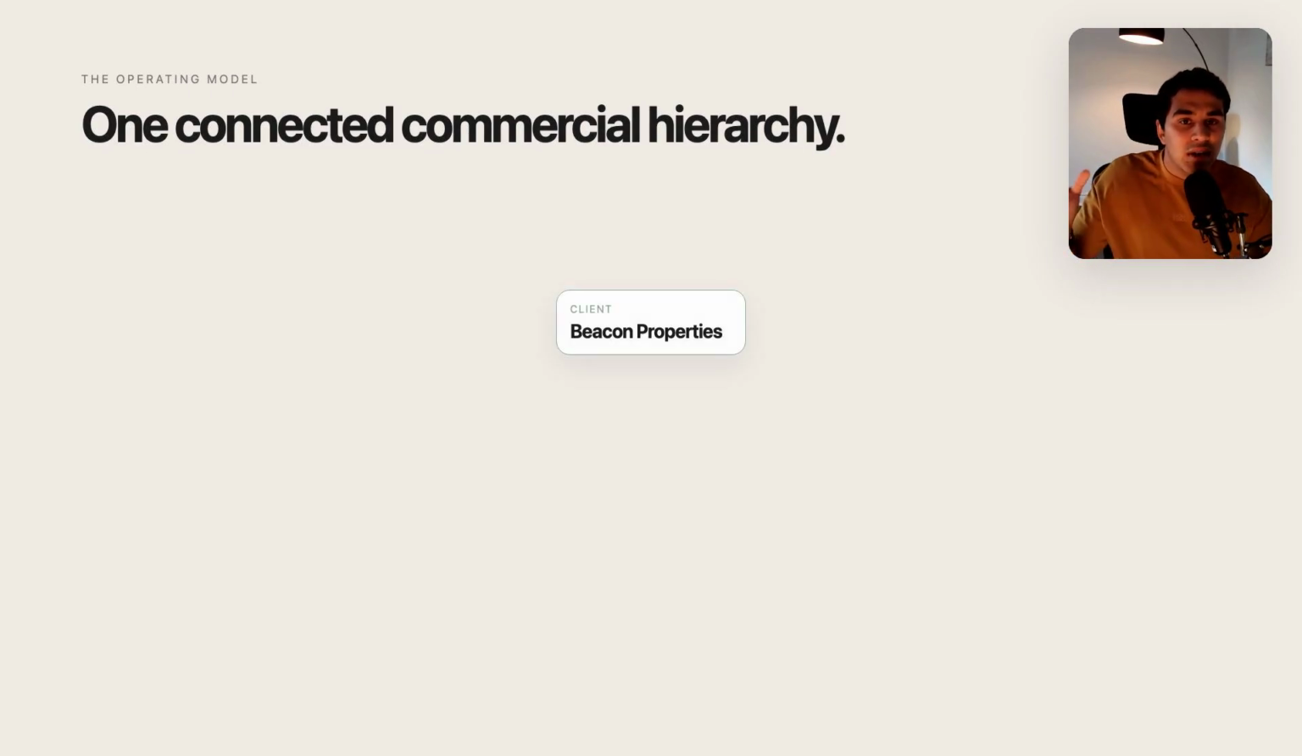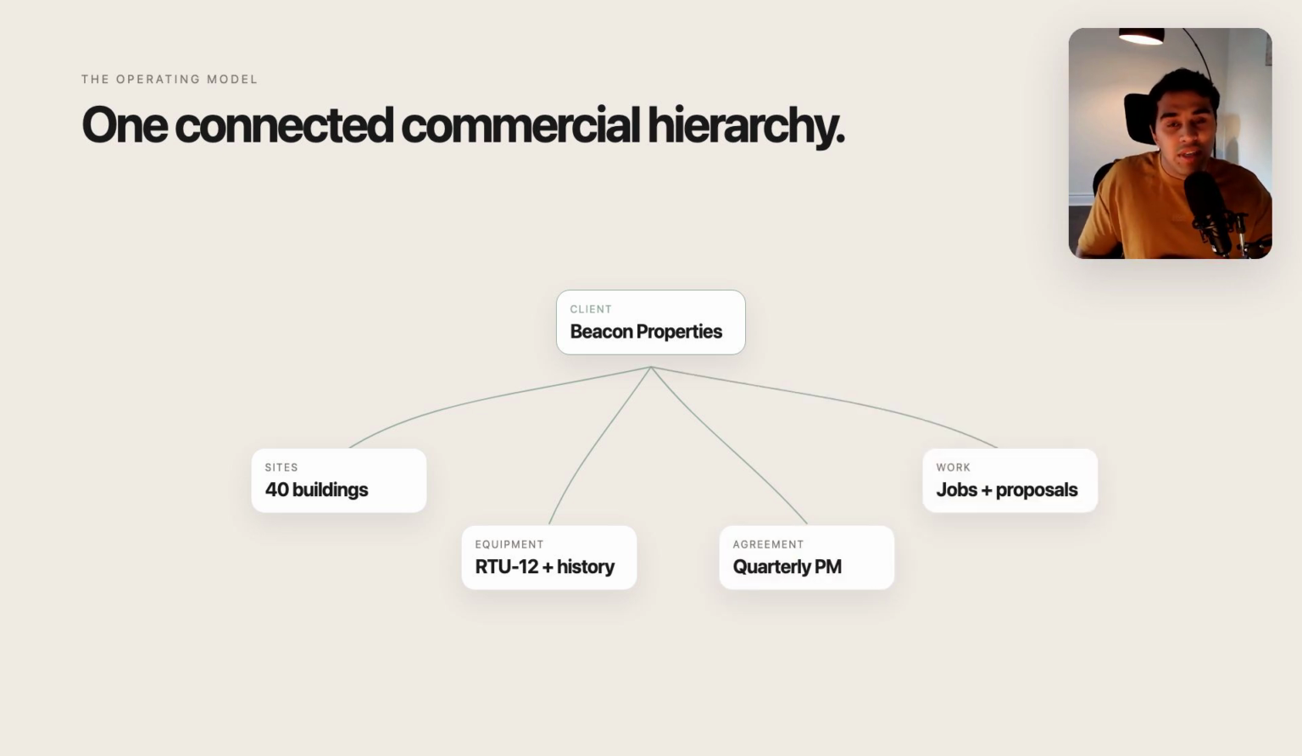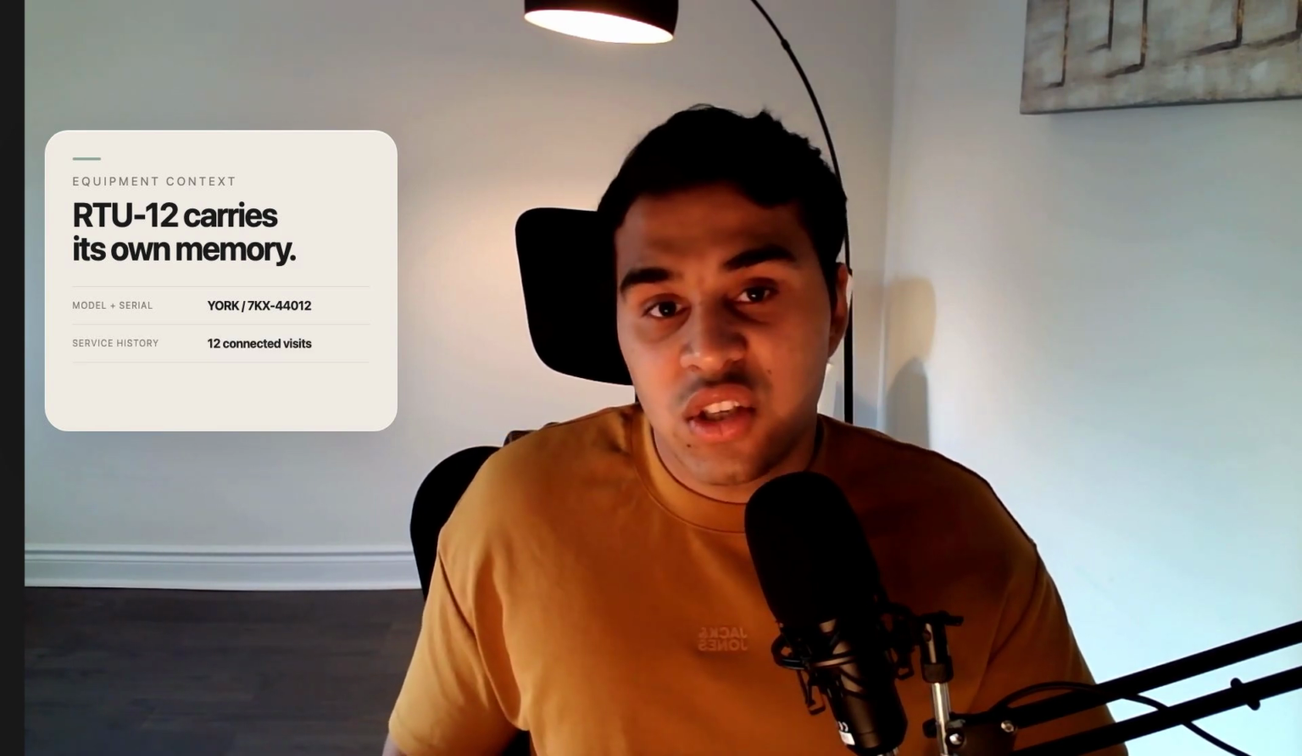In FieldCamp, you start with a client. Under that client, you configure sites, contacts, equipment, service agreements, jobs, visits, estimates, invoices, and projects your company needs. So all the data is stored under that one client itself in a nice hierarchical manner. The important part is the connection. A technician should not just see that they are going to Beacon Tower. They should see that they are servicing RTU12, know its model and serial number, read its previous service history, and understand whether today's work is covered by an agreement.